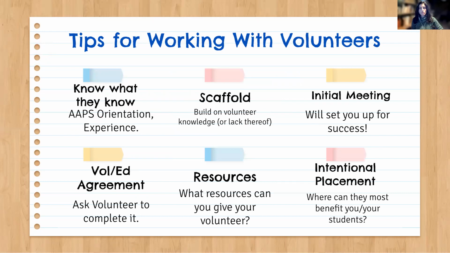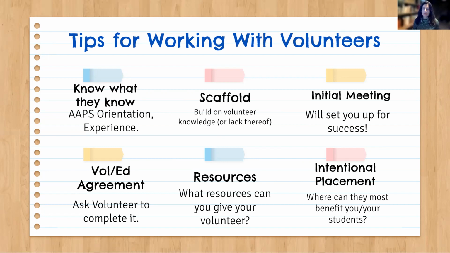So first of all, knowing what volunteers know. We provide a general AAPS orientation, and you can see a link to that in our volunteer guide for staff. And that really is a general orientation. We go over general district-wide processes and protocols. We talk about COVID protocols. We talk about reporting abuse.